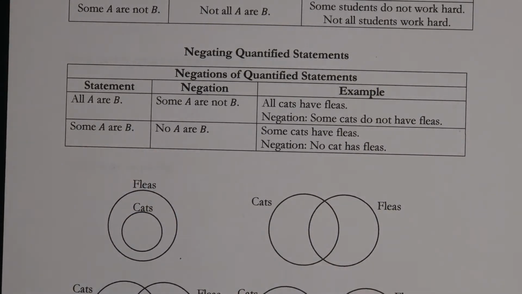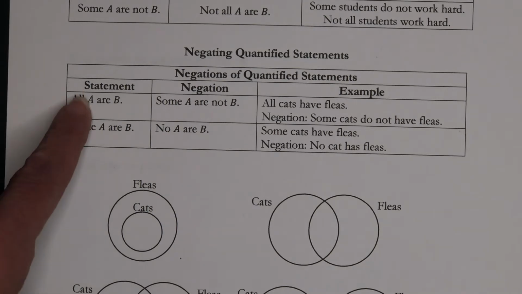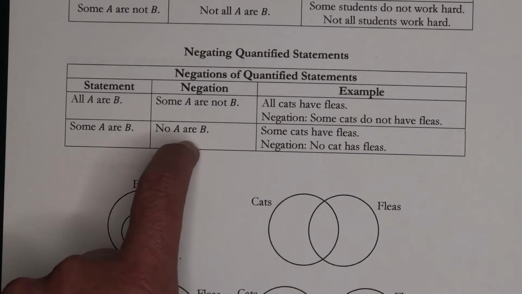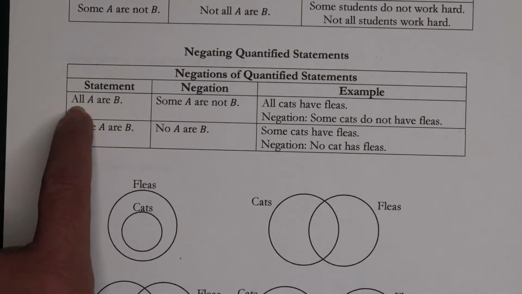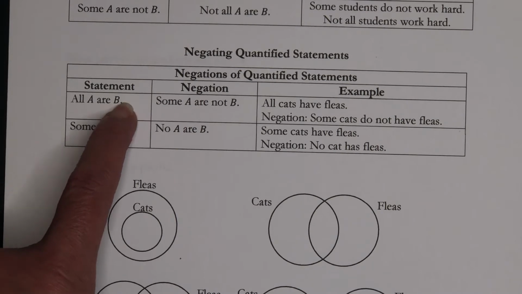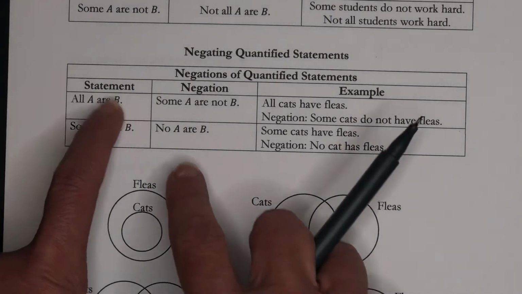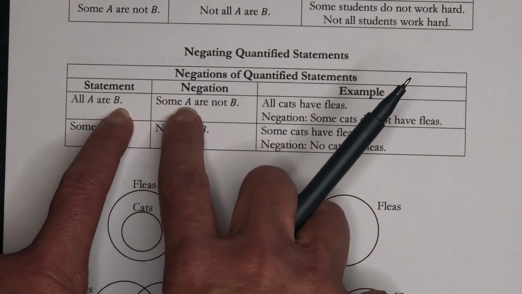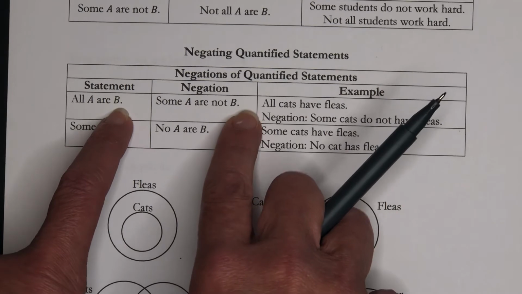What you need to think about is you want to find the minimum requirement that would make the original statement false. Now, obviously, if all A are B is false, then no A are B could be true, but that's not the minimum we need to prove that statement false. If I say all A are B, all I have to do is find one that is not true. So the negation of all A are B would be some A are not B.